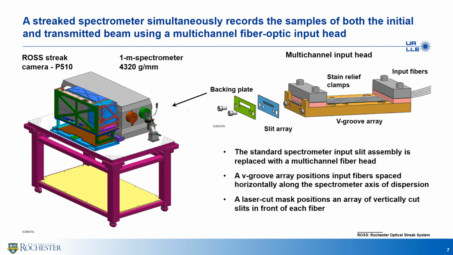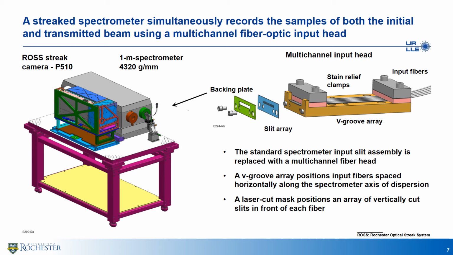You can optimize the spacing by populating the V-groove accordingly. A laser cut slit array positions individual vertical slits in front of each fiber optic channel. This allows optimization of the input slit width. Narrow slits are used for high spectral resolution, while wide slits are used for improved sensitivity and dynamic range.